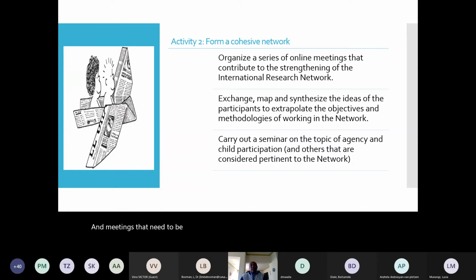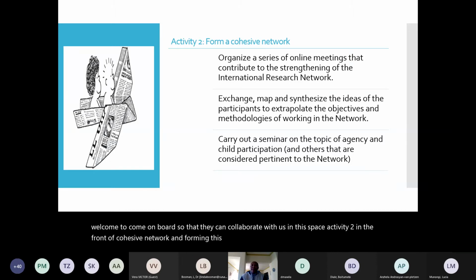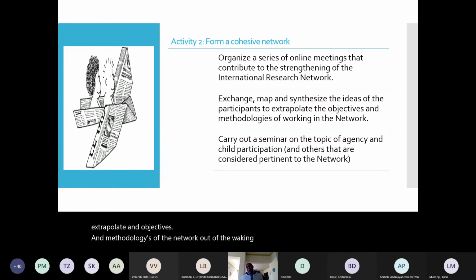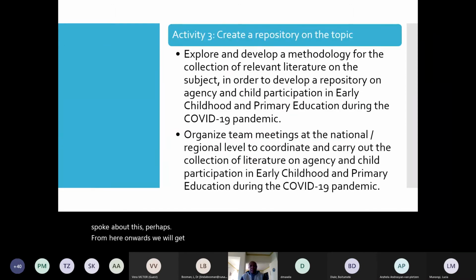Activity number 2 is forming a cohesive network. In forming this network, we organize a series of online meetings. We have had several of those. We exchange, map, and synthesize the ideas of participants to extrapolate the objectives and methodologies of working in the network. And then to carry out a seminar on the topic of agency. As I said, looking through, I didn't find any presentation that spoke about this. Perhaps from here onwards, we will get the space to be able to talk about this.